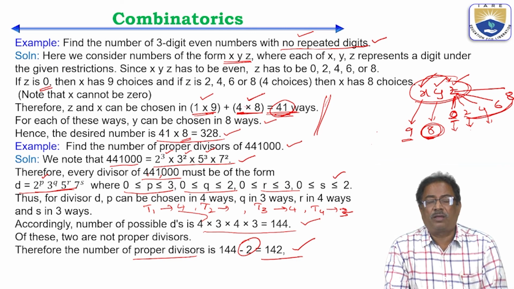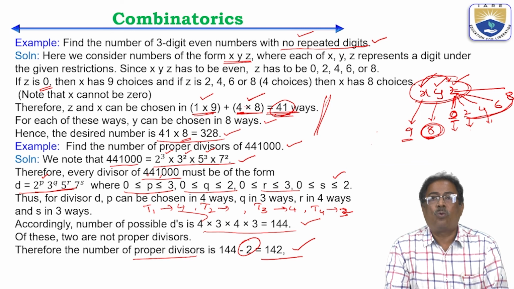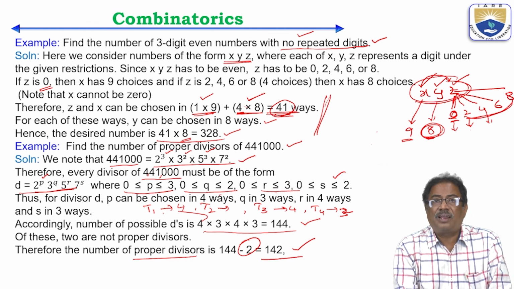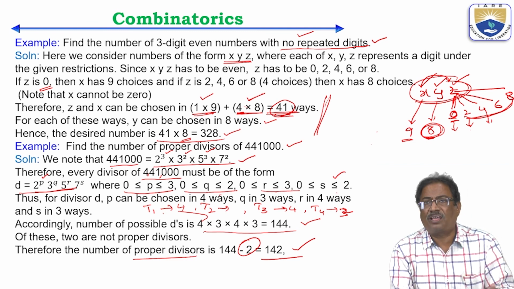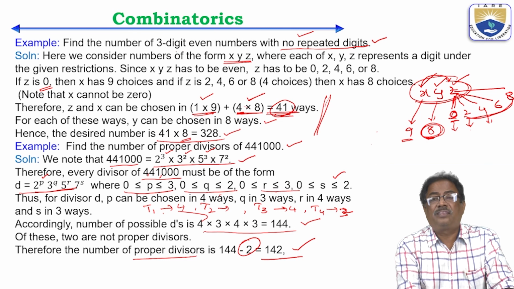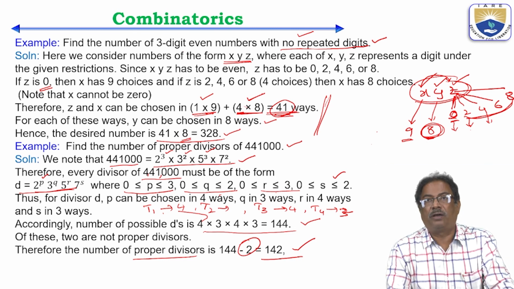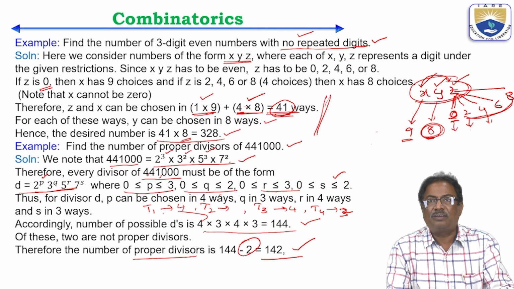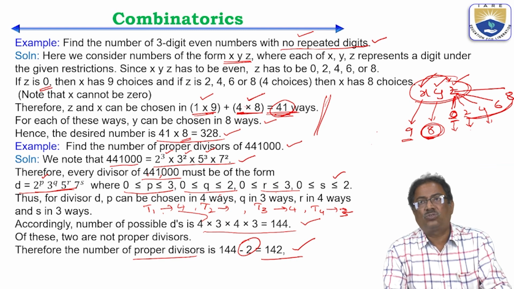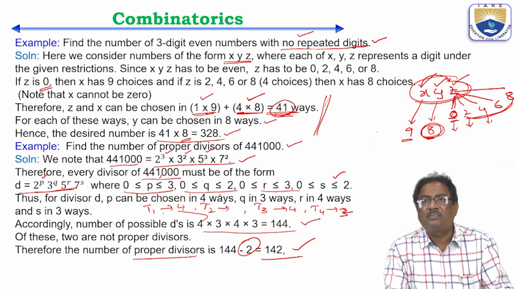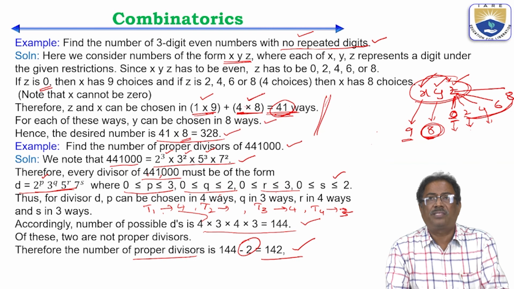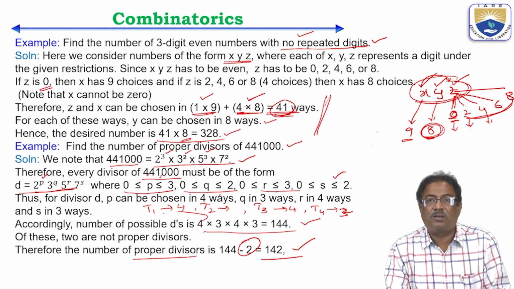So here selecting P, selecting Q, selecting R, selecting S are the 4 different tasks, and here also all the tasks are performed one after the other. And here also in the 3-digit even number, selecting X value is task 1, selecting Y value is task 2, selecting Z value is task 3. That means tasks T1, T2, T3 are performed one after the other, which is nothing but the product rule.